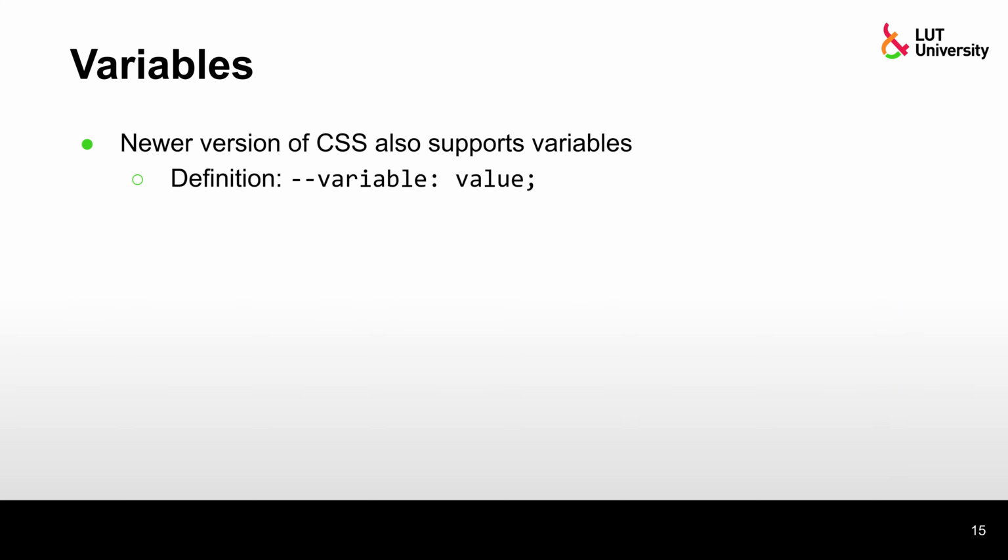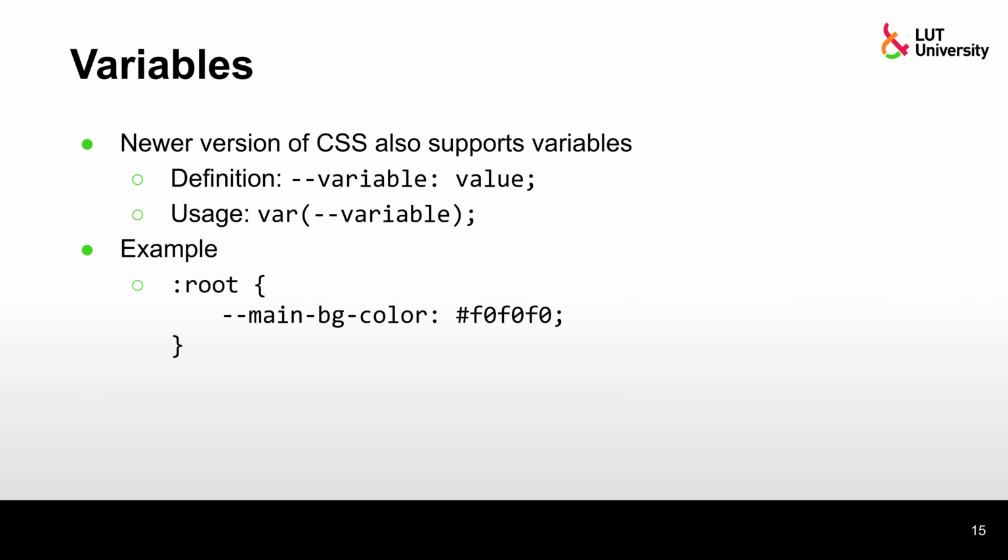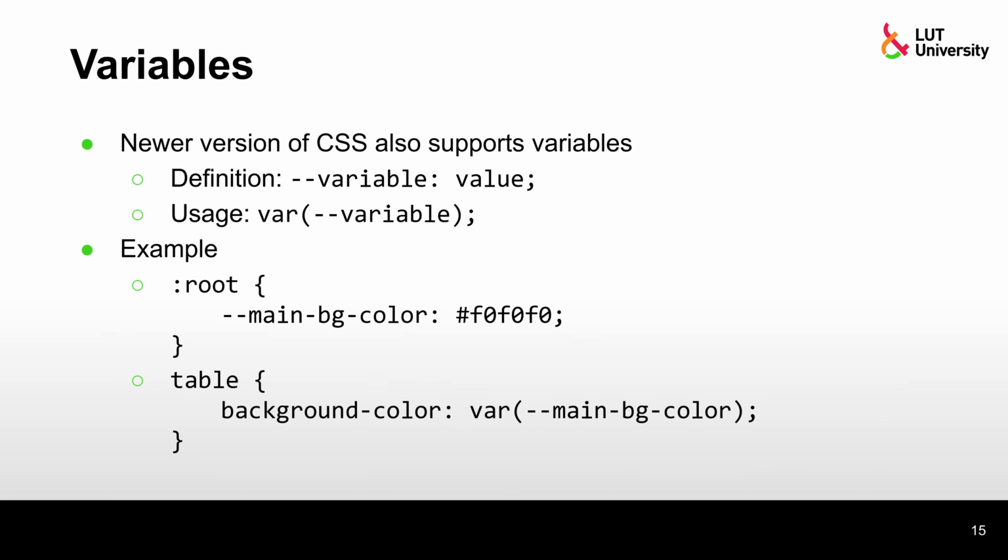So CSS also supports variables nowadays, and it's one of the newest features, although it is already years old. You can define a variable with dash dash variable and value, and then you can use that variable with the keyword var and in the parentheses dash dash variable. For example, we are using the pseudo element root, and we are setting a dash dash main background color, which is almost white. And then we define a table that is using background color, and we use this var keyword and use this main background color there. You can also define, let's say, some element width. Let's say it's 300 pixels, and then some element is using this 300 divided by 3 or something like that. You can do that kind of things.